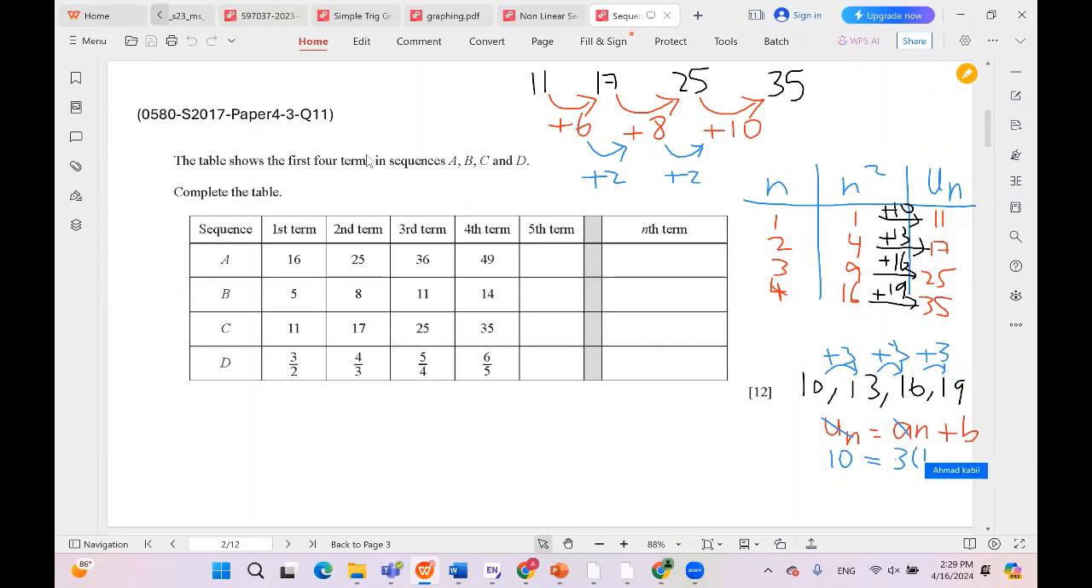And the n is always 1. So plus b. We do 10 minus 3 to get b. So b equals 7. So therefore, the sequence here in black in the table is 3n plus 7. And therefore, we have here n squared plus 3n plus 7. If you put n here as 5, you get 25 plus 15 plus 7, and this gives you 47.